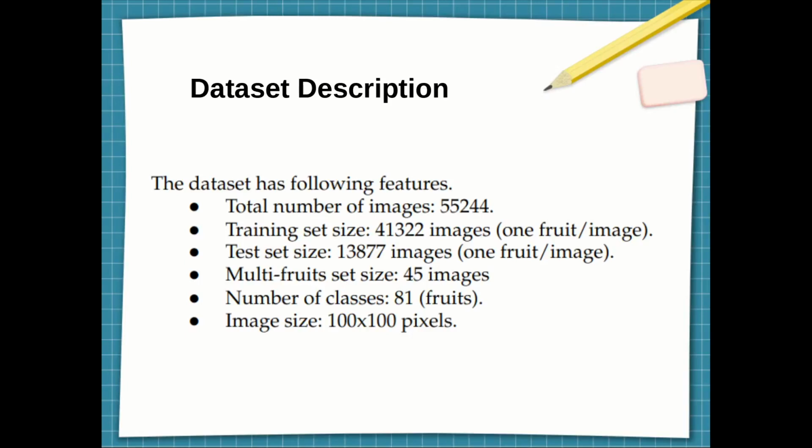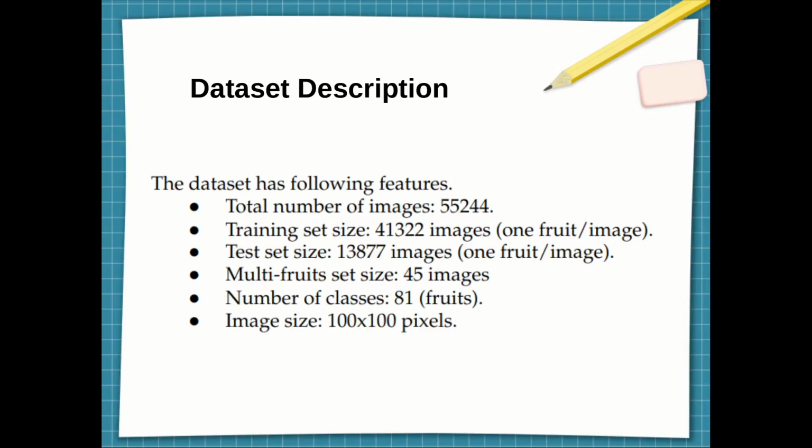so I've not used this. The number of classes is 81, so I have 81 fruits, and around 500 images for each fruit are present in my training set. The image size of each image is 100 by 100 pixels. I'll be using this dataset to train a convolution neural network that I'll explain later, and then I'll use that model to predict fruits in any random image.